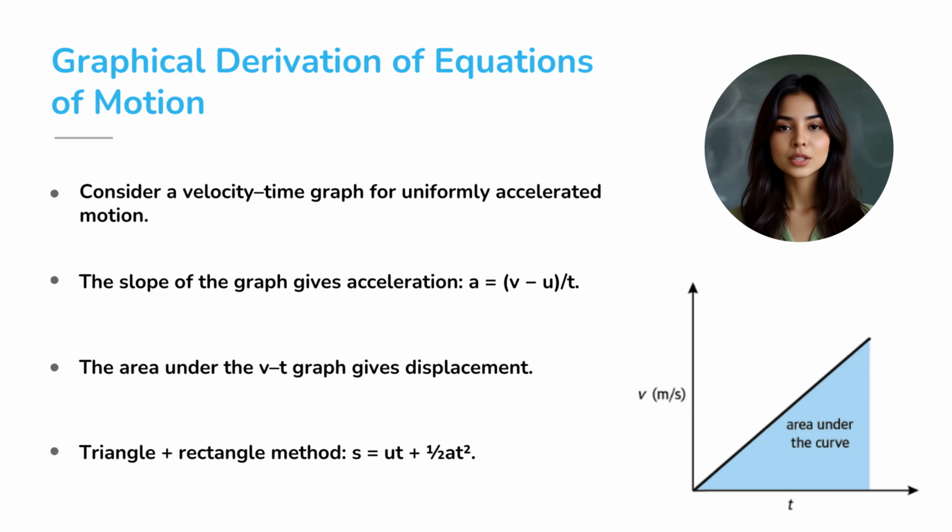Another way to understand these equations is through a velocity-time graph. Picture a straight line graph where velocity increases uniformly with time. The slope of the line gives acceleration. a equals (v minus u) divided by t. And the area under the velocity-time graph represents displacement. Here, displacement equals the sum of the rectangular area under u and the triangular area under acceleration. That gives s equals ut plus half at squared. As you can see in the diagram, the rectangle plus triangle areas beautifully explain the second equation.